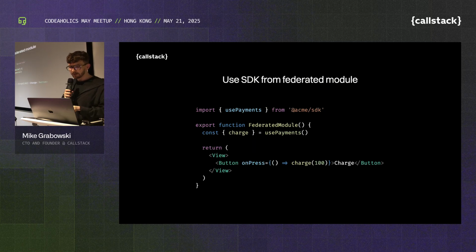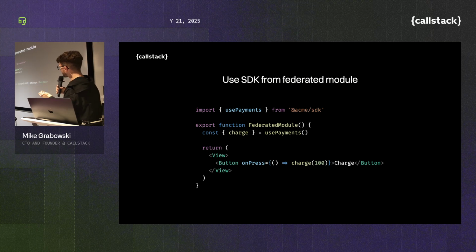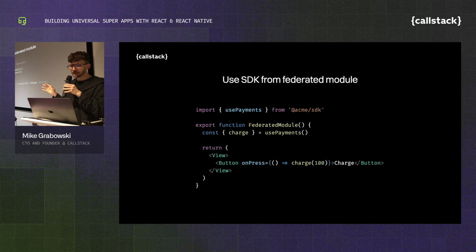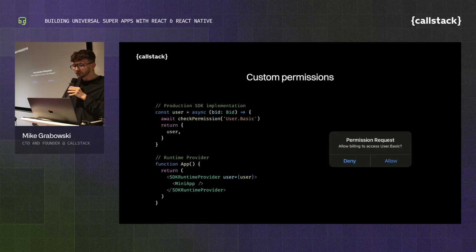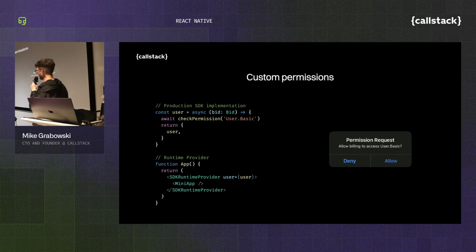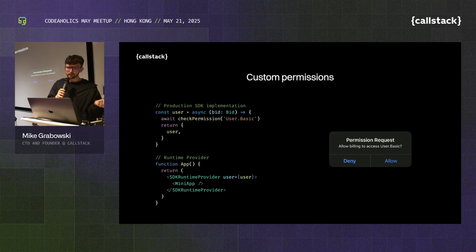And so then to use the SDK from the federated module, we just use usePayments. If this is being run outside of the provider, this will throw an error, so it's pretty convenient. The benefits are, first of all, fine-grained control. You can leverage this mechanism to, for example, request Apple-style permissions. So the production SDK implementation on the left side, the user object in this case, will await to check permissions.